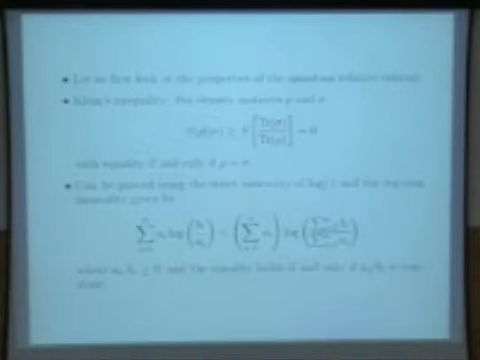So, let us first start by looking at some of the properties of the quantum relative entropy. The first thing is Klein's inequality. What it states is that for density matrices rho and sigma, the relative entropy is greater than or equal to 0, with equality if and only if rho is equal to sigma.